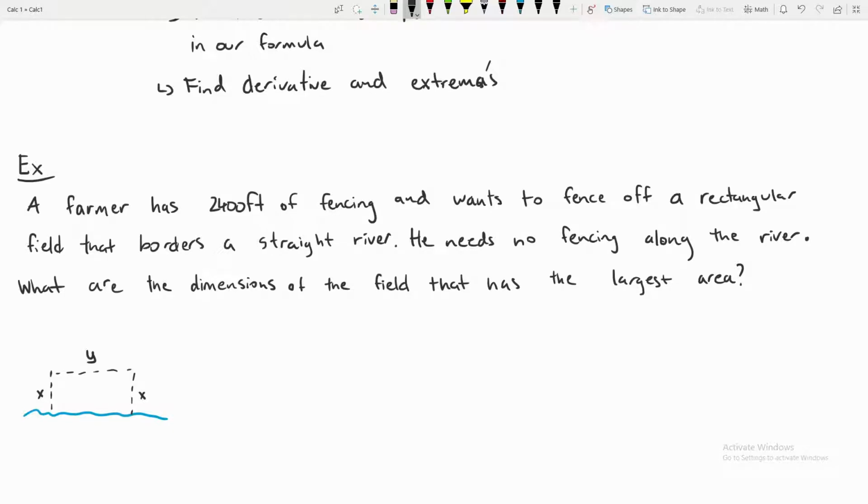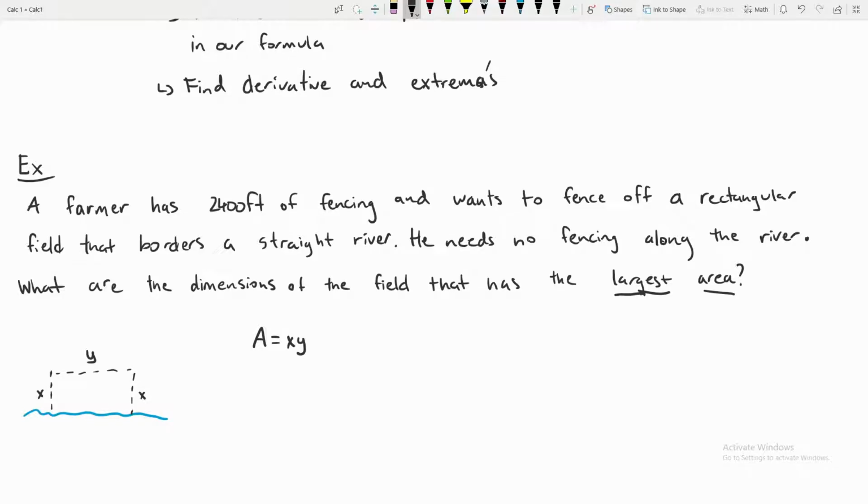Let's now break the question down and figure out exactly how we're going to formulate this, what formula we're going to use to find the derivative of. So the question asks us to find the dimensions of the largest area. This gives it away that we're going to be maximizing the area. And the area formula of a rectangle, in this case, will be xy. A lot of the times you'll see it just as length times width. But in this case, because I labeled it x and y, it's appropriate to write A = xy.